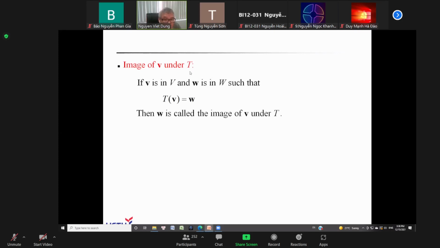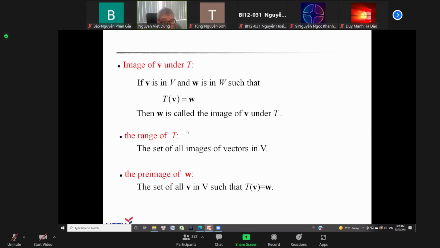Suppose that we are given T already, and v is a vector inside V, w is a vector inside W, so that T of v equals w. It means that the map T sends the vector v of V to the vector w of W here. Then the w here, the small w here, will be called the image of v under T. The image of v under T.